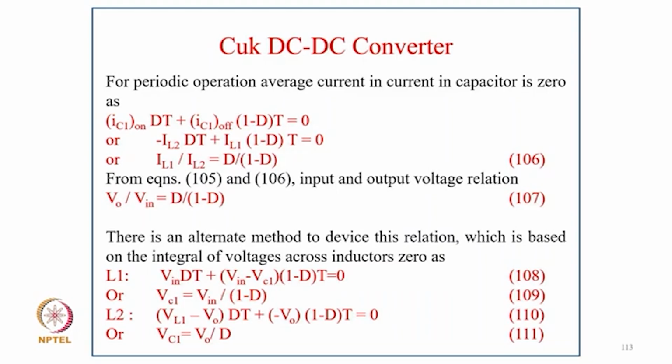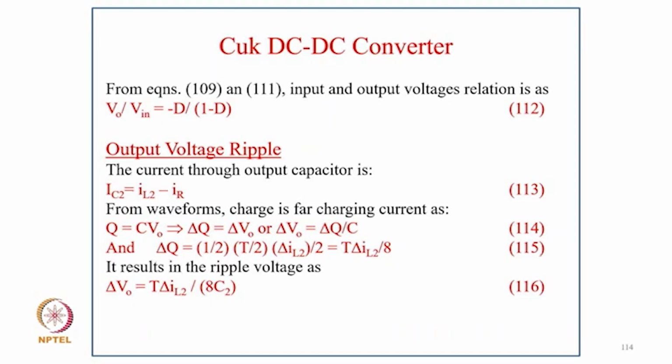There is an alternative method to derive this relation, which is based on the integral of voltage across the inductors being 0. For L1, Vin dT plus (Vin minus Vc1)(1 minus d)T equals 0, or Vc1 equals Vin upon 1 minus d. For the voltage across inductor L2, (Vc1 minus Vo) dT plus (minus Vo)(1 minus d)T equals 0, or Vc1 equals Vo upon d. Taking both relations for Vc1, we get Vo upon Vin equal to minus d upon 1 minus d.